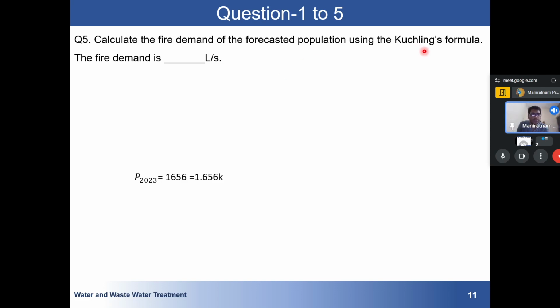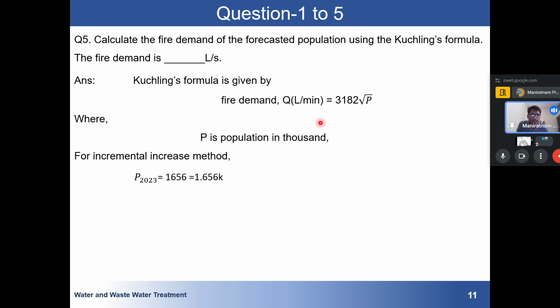There are several formulas. One of them is Kuchling's formula, which is a purely empirical formula. If you go through fire demand, you will find many formulas. One should have an idea what those formulas are, because people ask questions directly based on them. It is said that fire demand is given by 3182 under root P.